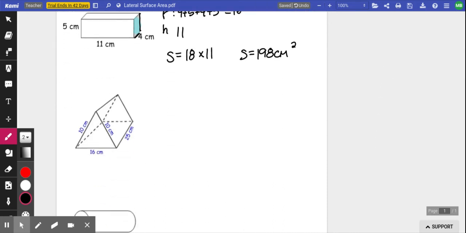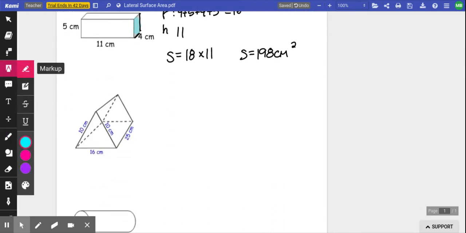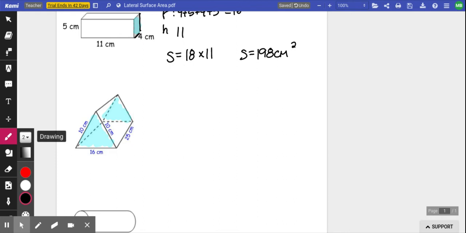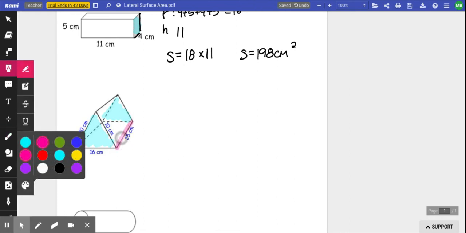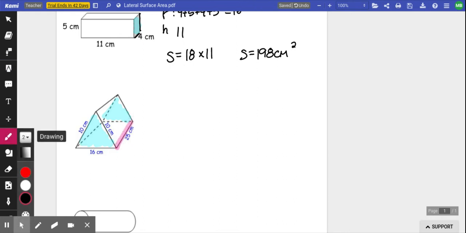Next, I have a triangular prism. Reminder, it's called a triangular prism because the base is a triangle. There are my two bases. The distance between the bases is the height of the prism. So then now I can identify my perimeter and my height.